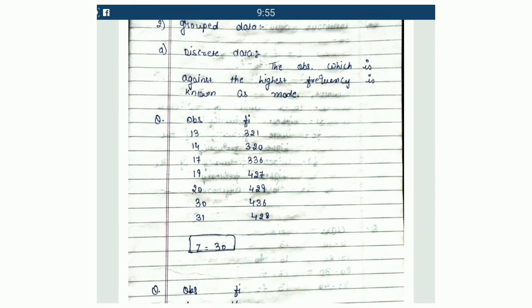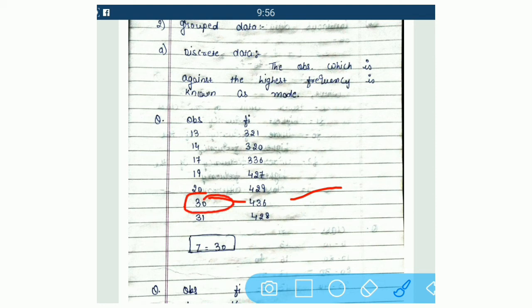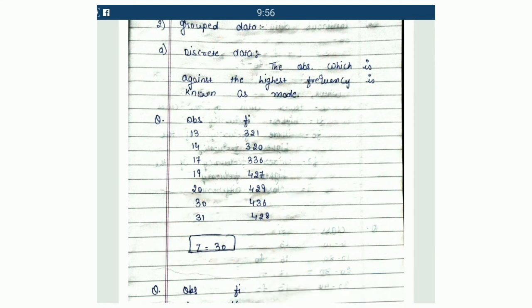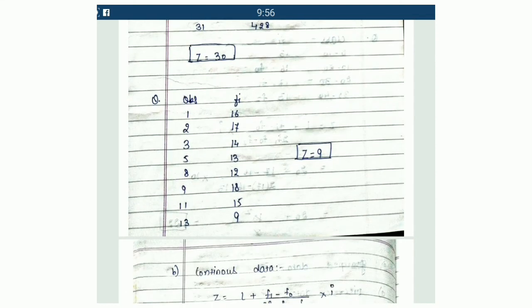So see, check your numbers: 321 320 336 429 436 428. Now out of these numbers we can see very well 436 is the highest, and the observation in front of this value is 30. Iske samne wala observation kitna diya hai? 30. So our Z is going to be 30. Hamara Z kya ho jayega? 30.